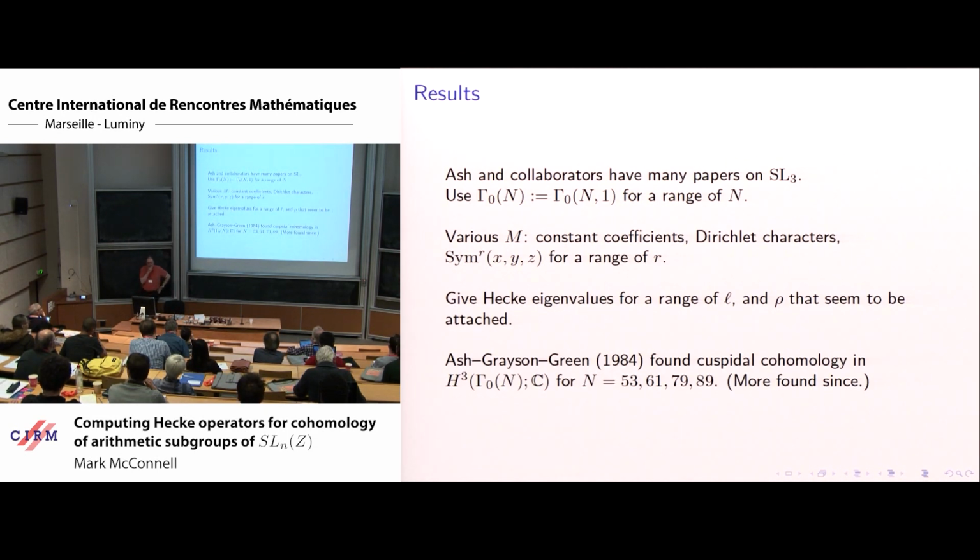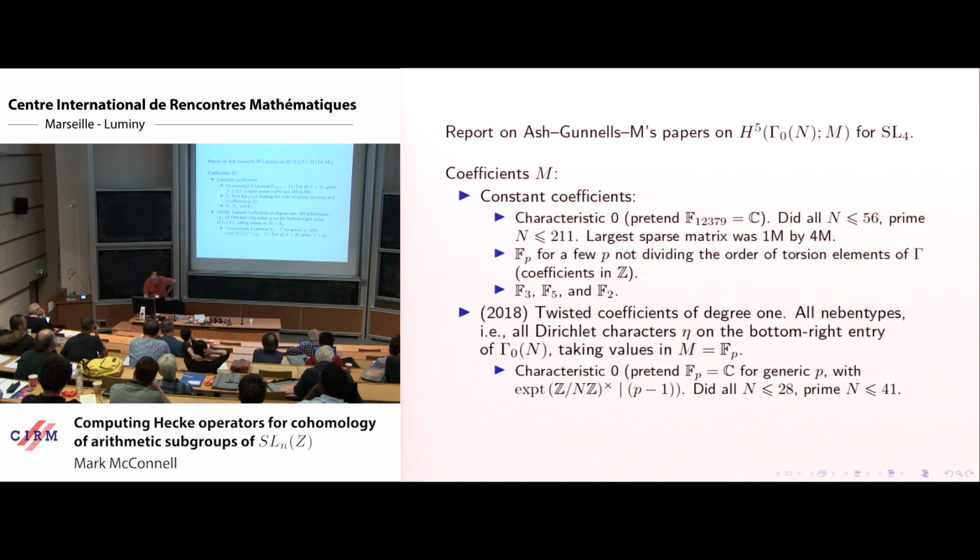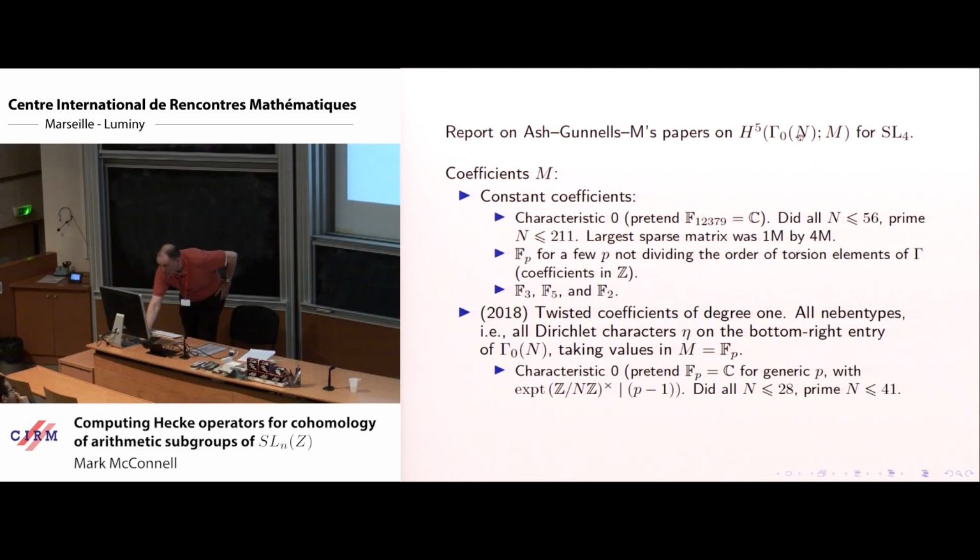Some of the results, well, I certainly don't have time to say all of this. Avner Ash, starting from the 80s, and his collaborators have many papers on SL3. I think I'll skip those for the sake of time. With the time I have left, I'll focus on papers that Ash and Gunnells and I wrote for SL4, for the congruence subgroup Gamma_0(N) in SL4(Z), working in the cuspidal range of cohomology, H^5, for various M. We actually have a series of 7 papers now about this.